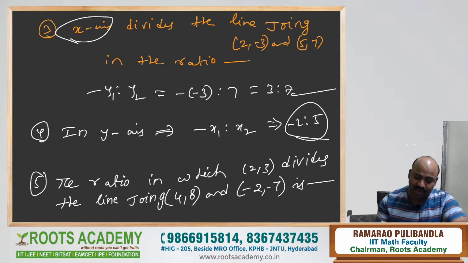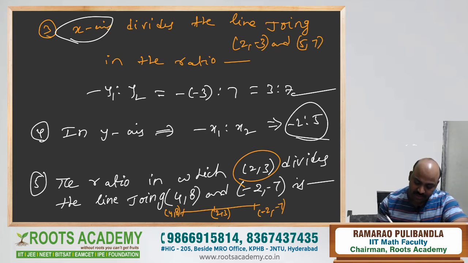I said already, when they give 1 point and you want to find the ratio in which it divides, there is no need to assume m is to n and apply the whole story. Not required. You can directly say like this. Write the points here: 4 comma 8, this is our given point 2 comma 3, and this is our point minus 2 comma minus 7. So the ratio is x1 minus x is to x minus x2, so 4 minus 2 is to 2 minus of minus 2. How much am I getting? 2 is to 4 means 1 is to 2. So the answer is 1 is to 2. A very simple, straightforward question. Directly you can find it.